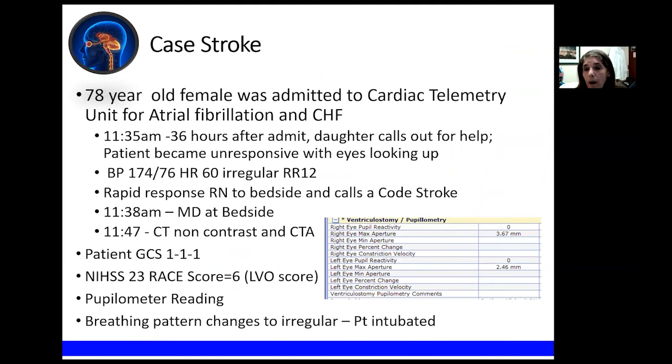Here's an example from our hospital, a 78-year-old woman who was admitted with atrial fibrillation on the cardiac telemetry unit. She had been normal, and then 36 hours later, she's found unconscious. The rapid response nurse was called. They called a code stroke. The NIH stroke scale was 23. The patient's Glasgow Coma Score was 11. The pupilometer reading showed no reaction of the pupils and an NPI of 0.